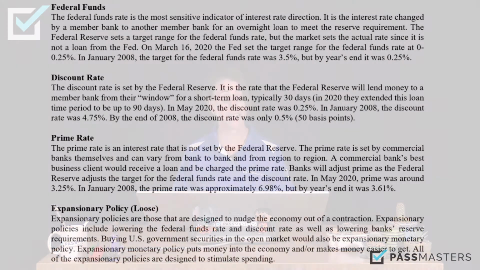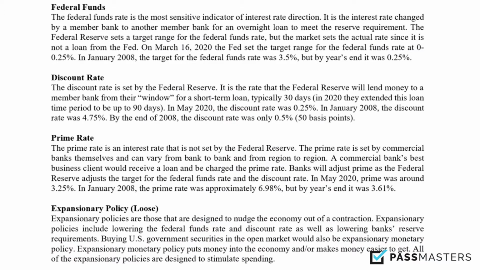By the end of 2008, the discount rate was only 0.5%, 50 basis points. The prime rate in May 2020 was around 3.25%. We don't know exactly because it varies; it depends on what you're looking at. In January 2008, the prime rate was approximately 6.98%. By the end of the year, it was 3.61%. Hopefully those examples give you some real world context to what can feel like it's so out there, like it doesn't apply to you, when in fact it does. And if you're going to get a loan at the bank, you're not going to pay prime, you're going to pay prime plus, more than prime, right?